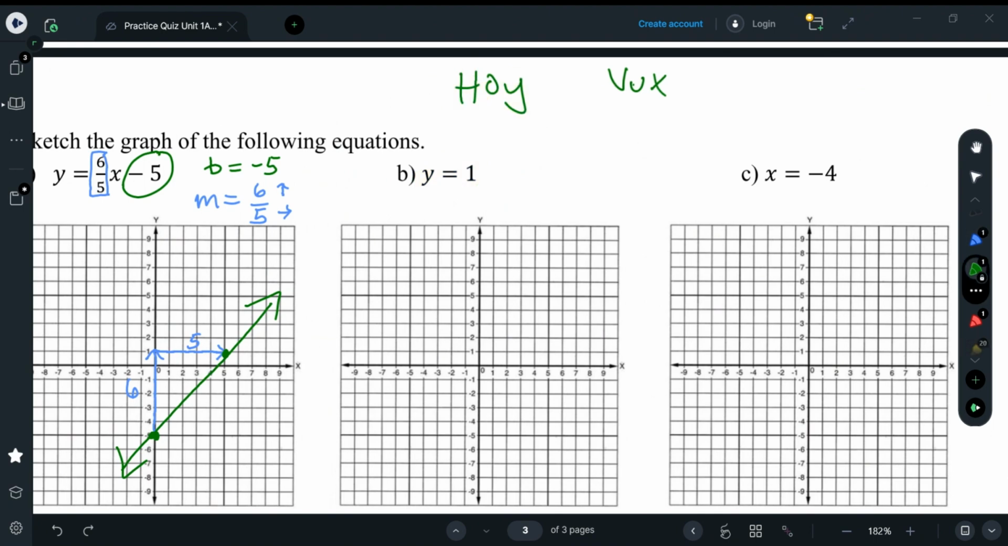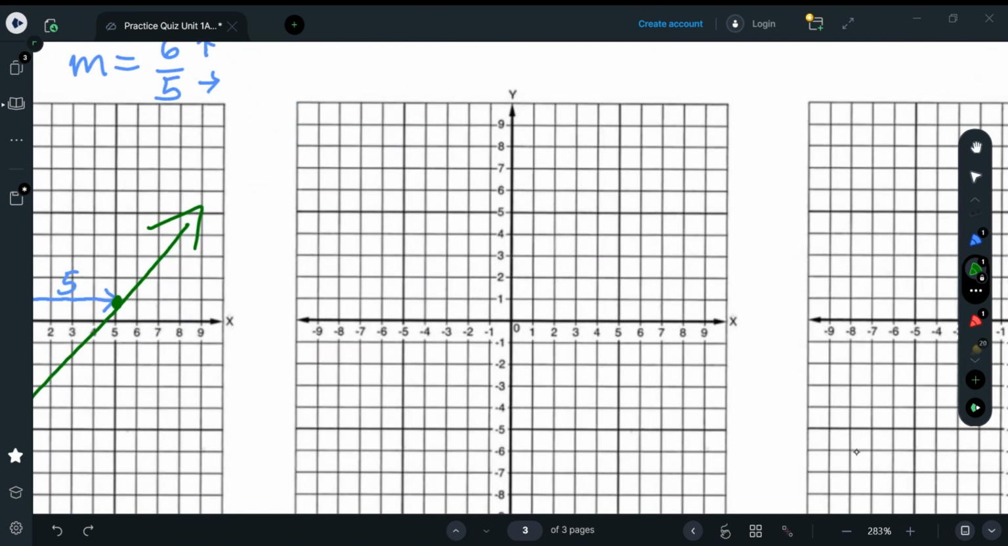So let's go ahead and do that. Y value of 1 is right here. Horizontal line going straight left to right looks like that.